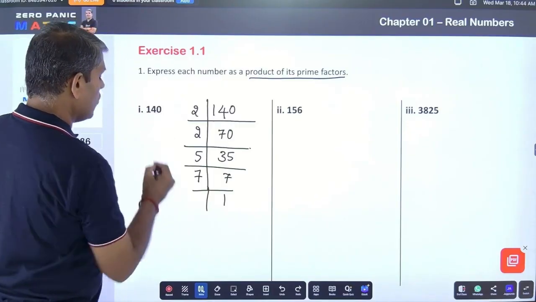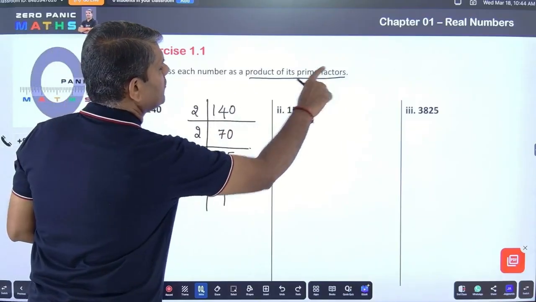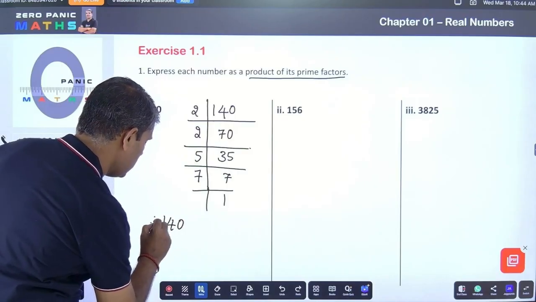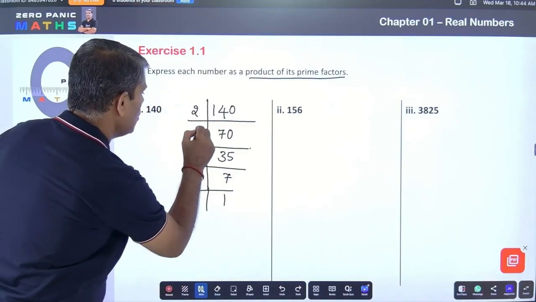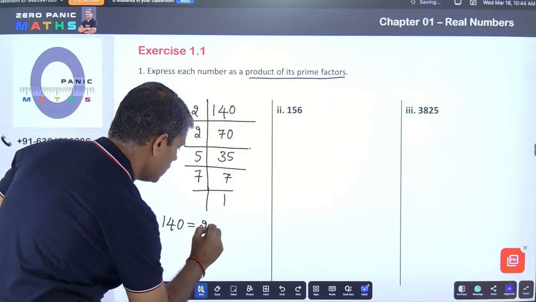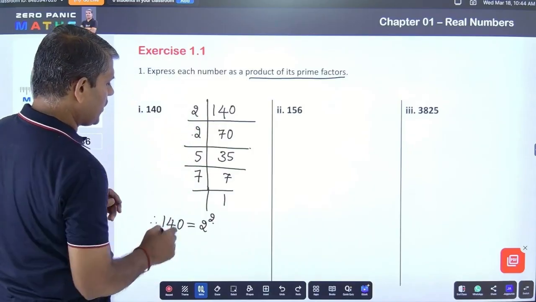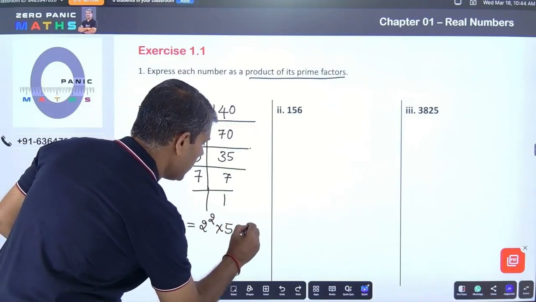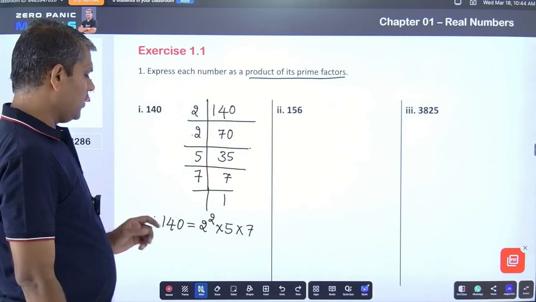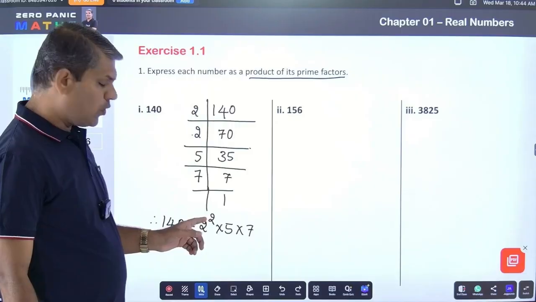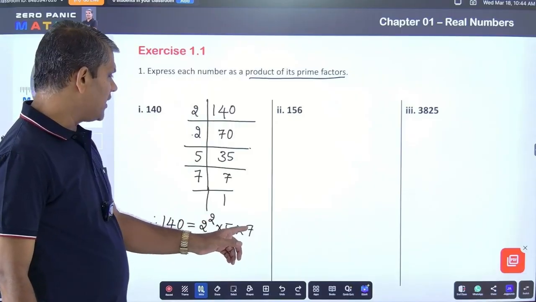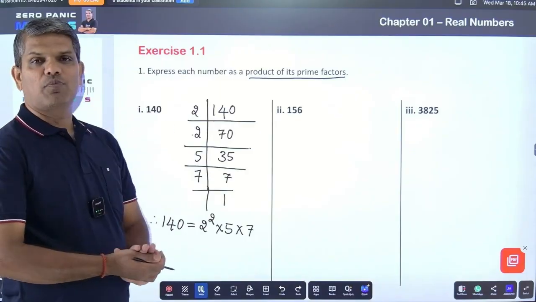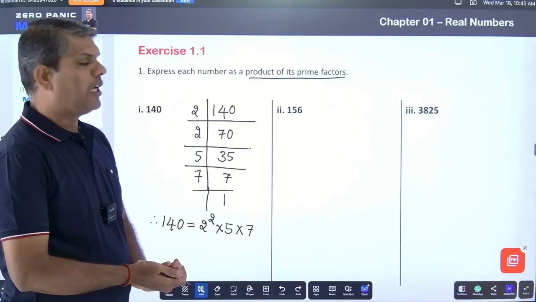Since I got 1 as the remainder, I should stop the prime factorization. So how can I write 140 as the product of its prime factors? It's very simple. 140 is equal to 2 to the power of 2, because 2 is appearing twice, multiplied by 5 multiplied by 7. 2 to the power of 2 is 4, 4 fives are 20, 20 sevens are 140. That is the solution for the first problem. Now let us continue with the second problem.